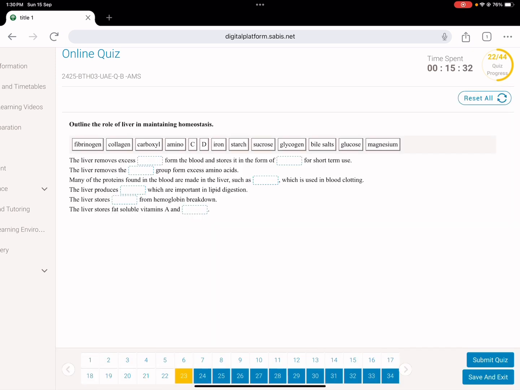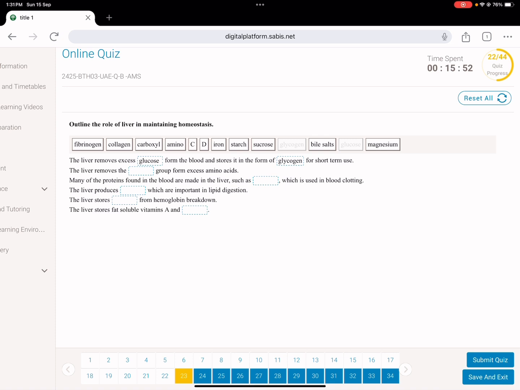Okay, so what does the liver do? We said the liver removes excess glucose. Do we have an option glucose? Yep, we do. From the blood and stores it in the form of, remember, in mammals, it's going to be in the form of glycogen for short-term use.